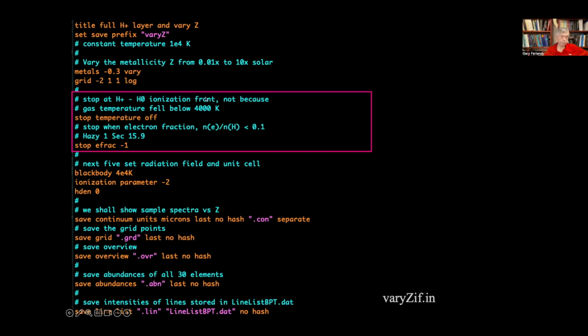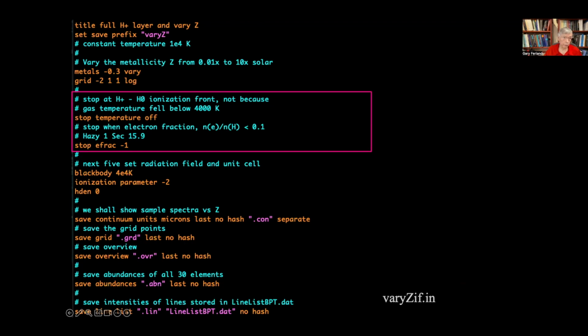There's a problem. It's a heads up. Cloudy stops when the temperature falls below 4,000 degrees to avoid that inflection in the cooling function that starts at around 4,000 degrees. And when we get to high metallicities, when we get to 5 or 10 times solar, the gas temperature is going to be about room temperature. It'd be 500 degrees or so. And so Cloudy, if you don't tell it something special, will do one zone, find a low temperature and quit. So it's not going to do the full H II region.